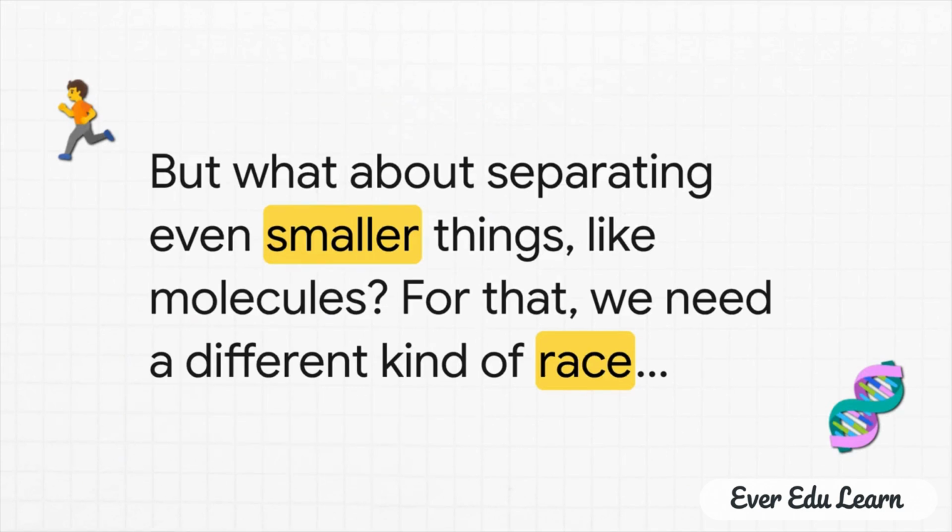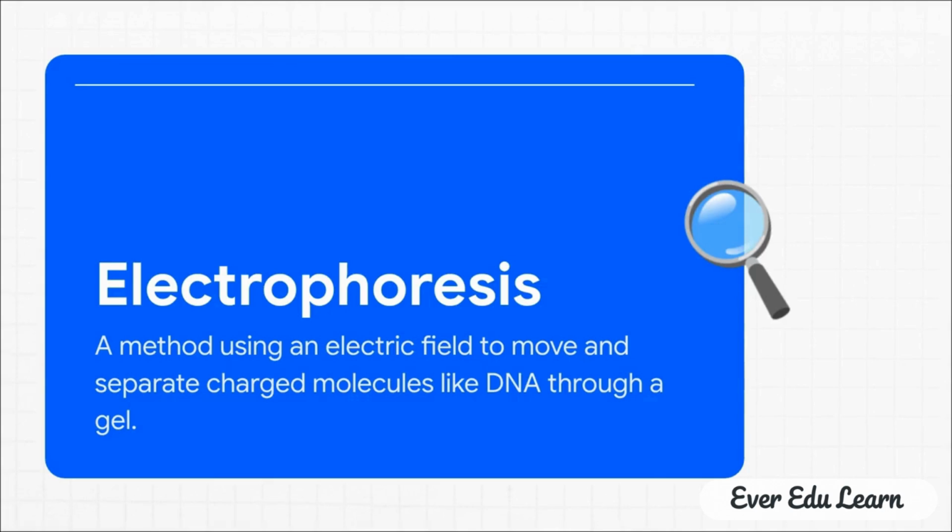Now, centrifugation is amazing for sorting the bigger parts of the cell, the organelles. But what about the really small stuff, like individual molecules of DNA or protein? They're just too light. Spinning them doesn't work. For that, scientists invented a different kind of sorting system. They invented a molecular race. And this race is called electrophoresis.